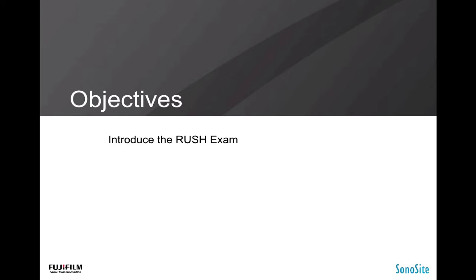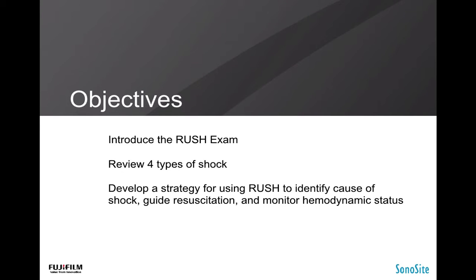Many of these questions can be answered rapidly, and we will review the specific ultrasound exams that are performed as part of this protocol. We will also discuss the 4 types of shock: cardiogenic, obstructive, hypovolemic, and distributive, and discuss the ultrasound findings you might see in each of these states. Then we will learn how to use ultrasound to guide a resuscitation of the shock patient and monitor hemodynamic status following interventions. And finally, we will discuss real-life cases from my own practice where performing the RUSH exam made a difference in the management of my patient's shock.